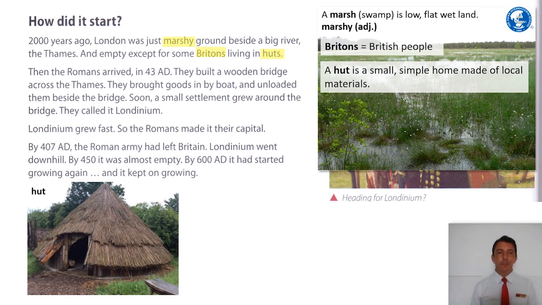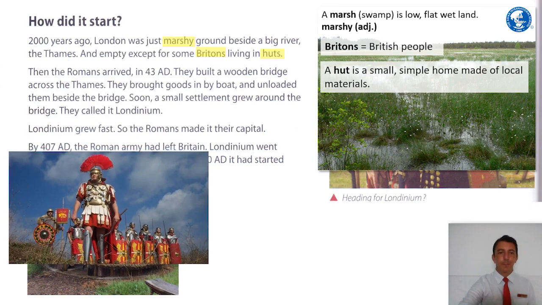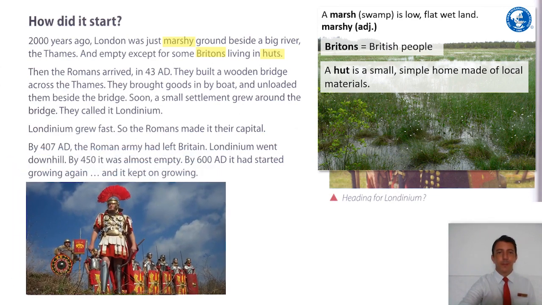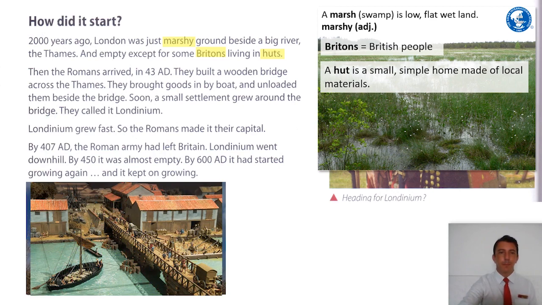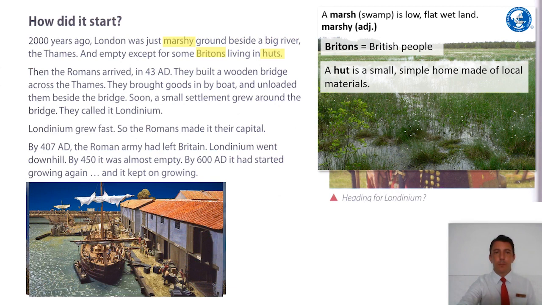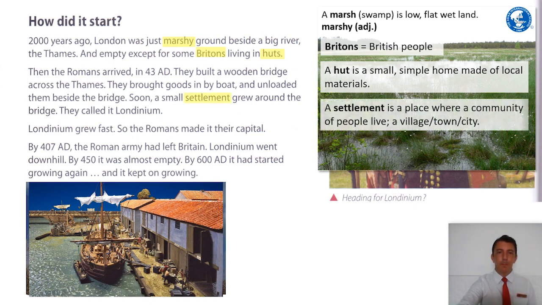But things changed. Then the Romans arrived in 43 AD. They built a wooden bridge across the Thames. They brought goods in by boat and unloaded them beside the bridge. So soon a small settlement grew around the bridge, and they called this place Londinium. A settlement is just another word for where a community of people live, such as a village, a town, or a city.